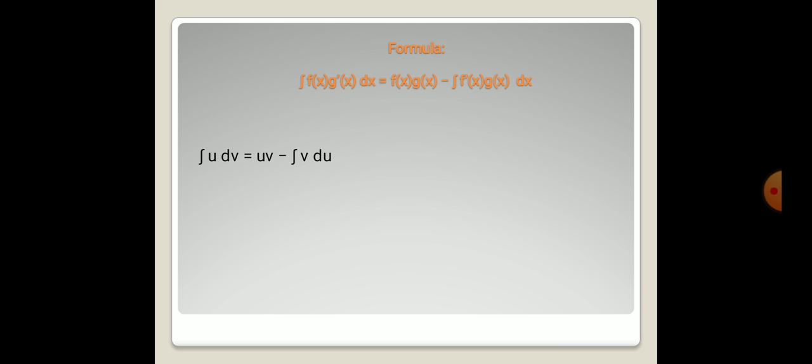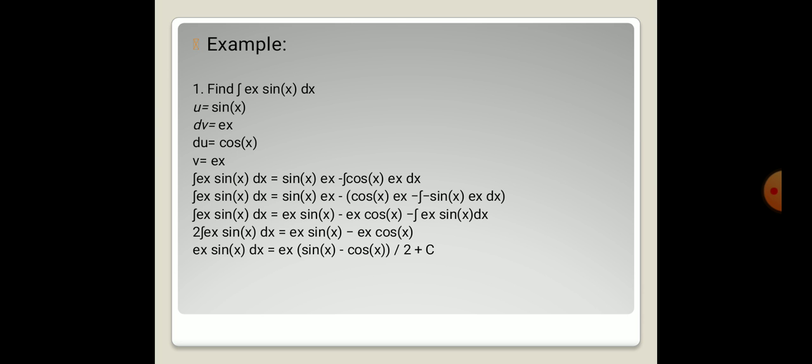Here we have an example. Find the integral of e^x sine x dx. Choose a u and a dv: u is equal to sine x and dv is equal to e^x dx. Then find du and v. The derivative of sine x is cos x, so du is equal to cos x dx, and the antiderivative of e^x is still e^x, so v is equal to e^x.